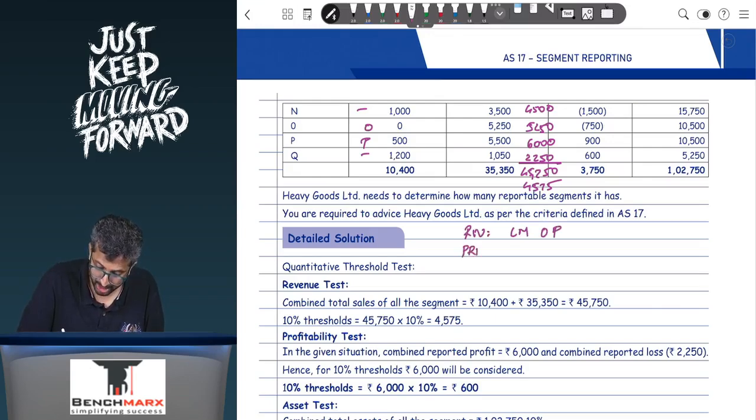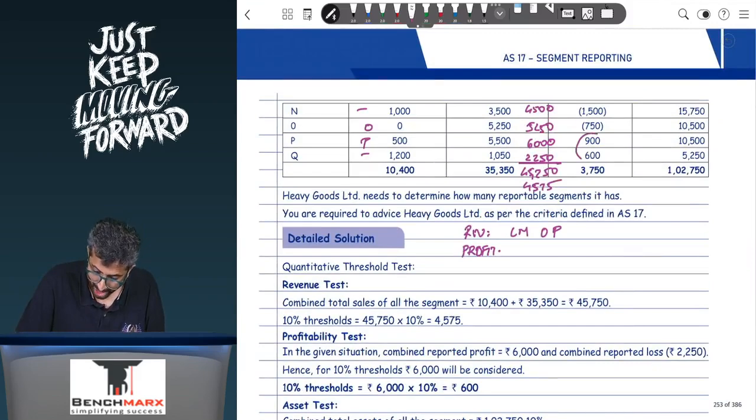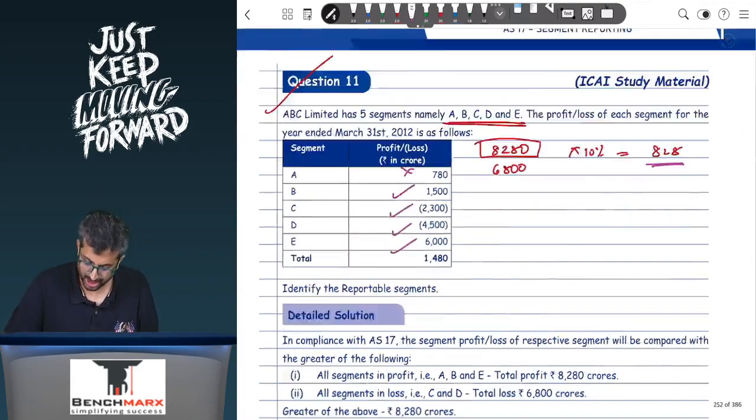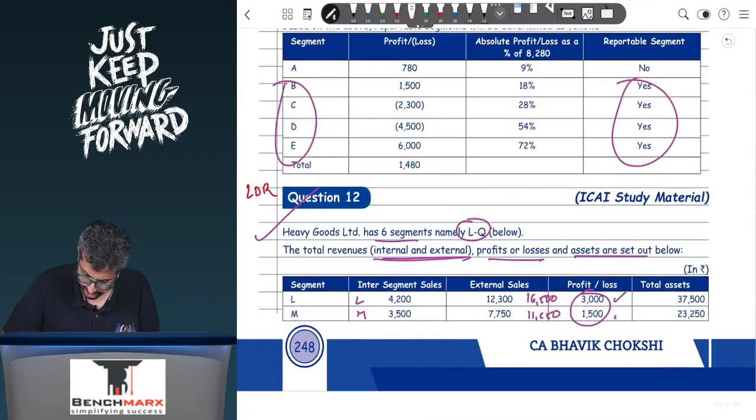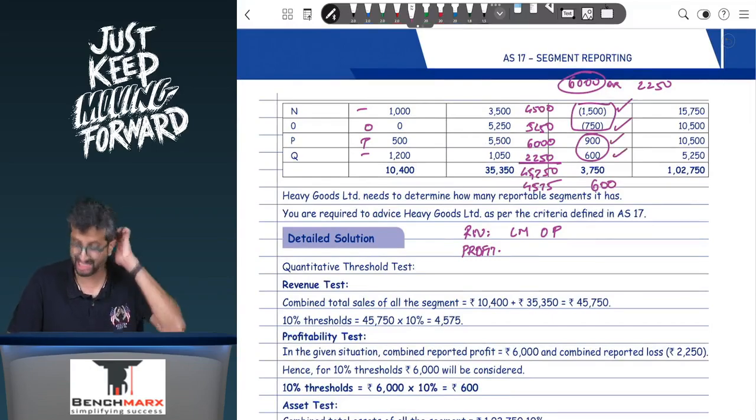Then you come to the profitability, which is again the same adjustment, where I will take the total profits. This is 3,000 plus 1,500, that is 4,500, and plus another 900, plus 600, it comes to around 6,000. So I will take 6,000, or I will take 2,250, the total of the losses, whichever is higher, that is 6,000, and the threshold will be 600. If I keep 600, what will be reportable? Well, L, M, even N and O, because they are having a number greater than 600 in absolute terms, and even the last one because exact 600 is also covered.